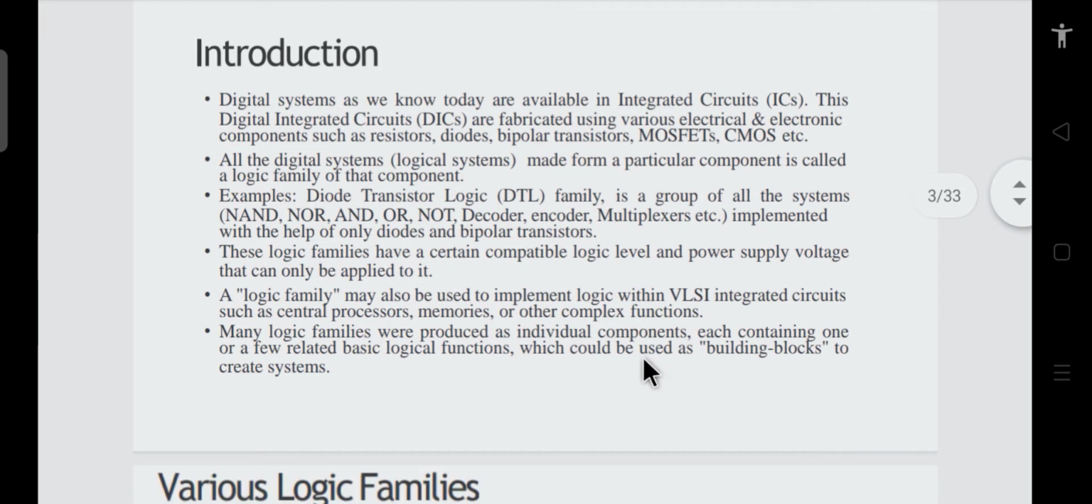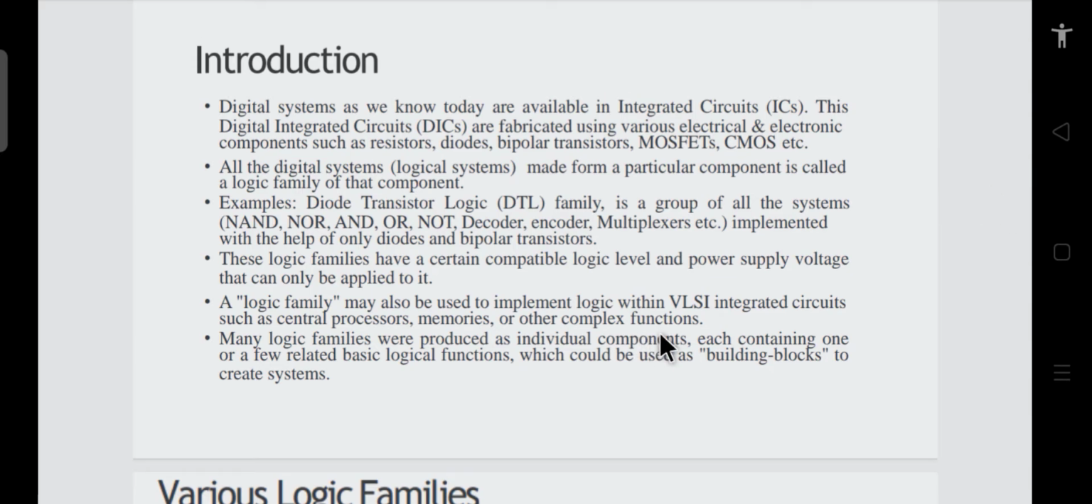So in the introduction, whatever digital circuits we have studied so far are made up of basic gates or the universal gates. You can implement any Boolean expression with the help of digital gates. Any circuit which is implemented with logic gates and integrated on a very small area is called an integrated circuit. And if it is digital, then it is called a digital integrated circuit.